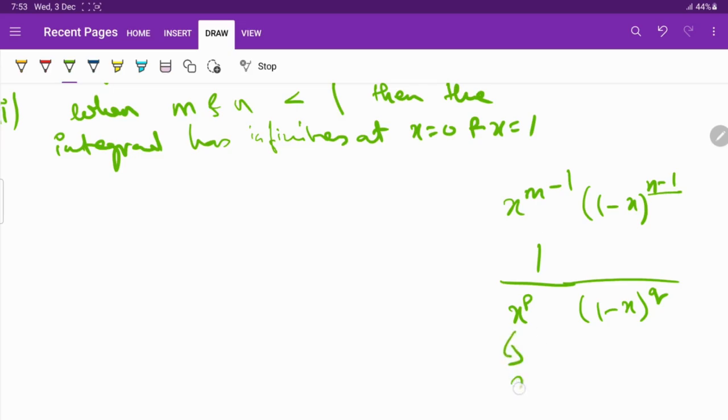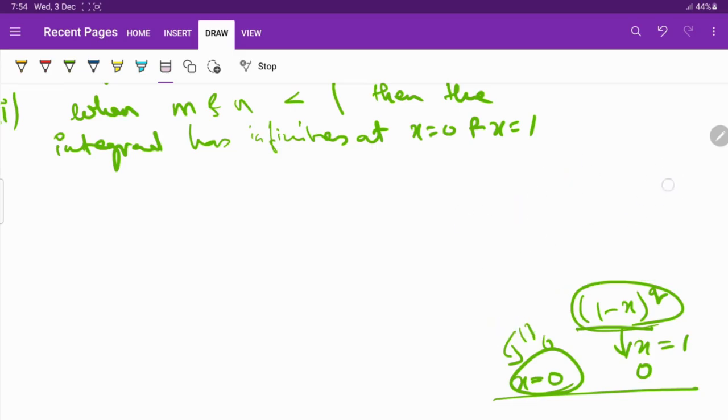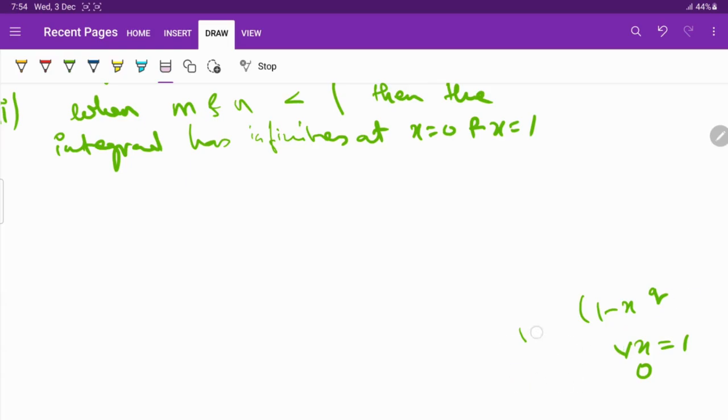So for x equals 0, this is going to be 1 by 0, which is infinity, and the other factor is 1 minus 0, so it is 1. For x equals 1, this part is going to be 0. So we have two infinities. When x equals 0, this part acts as 1 by 0, and when x equals 1, this part acts as 1 by 0, so it is infinity. So we have two discontinuities for this function f(x), at x equals 0 and x equals 1.